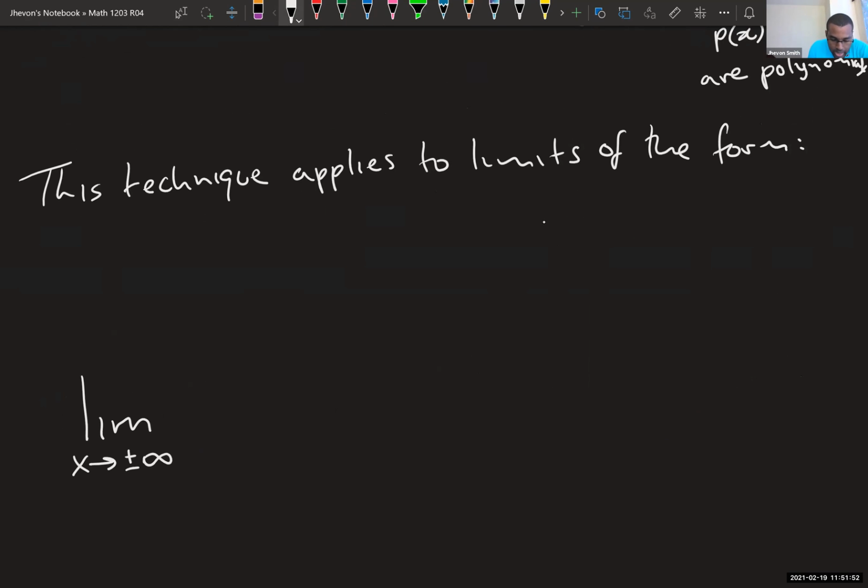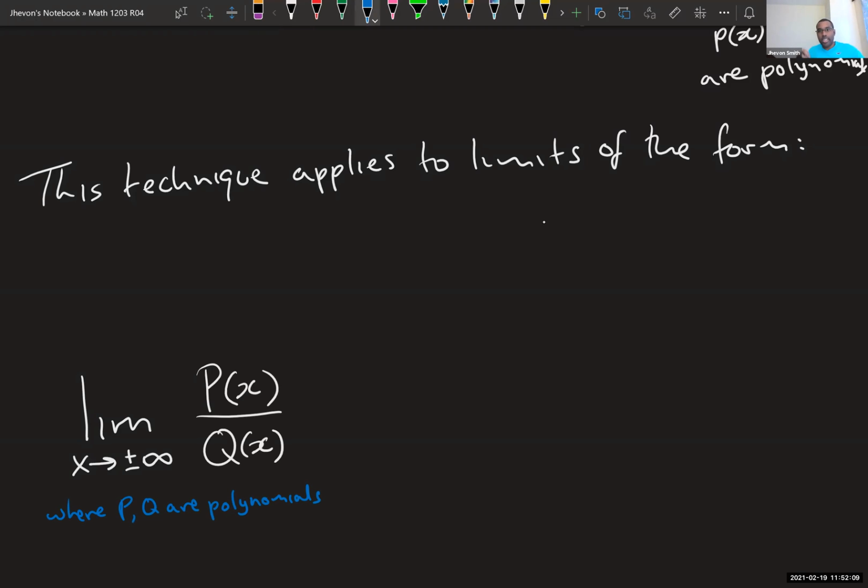So it looks like limit as x approaches plus or minus infinity of something that looks like this, p of x over q of x, where p, q are polynomials, right? So you have a fraction, polynomial on top, polynomial on the bottom, and the x is going off to plus infinity or minus infinity.